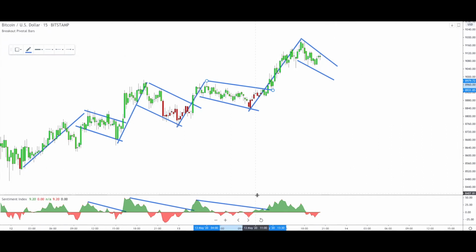So what we do is that we design a trend here, and we just wait. We just wait for a breakup with a green candle, and we just wait for a breakup in the bullish sentiment index. If and only if this happens, then we have an opportunity. So let's see what happens.